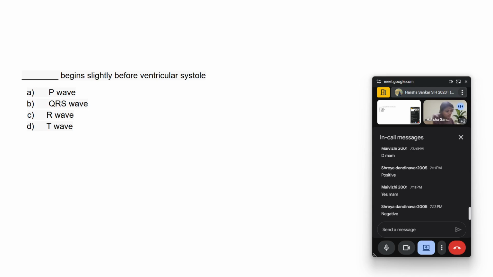This is also something Sir taught by showing so many slides only. He has a very beautiful slide where he depicts how long each duration is, and what process each cycle depicts. So if you remember that, then you can answer this. Dash begins slightly before ventricular systole.